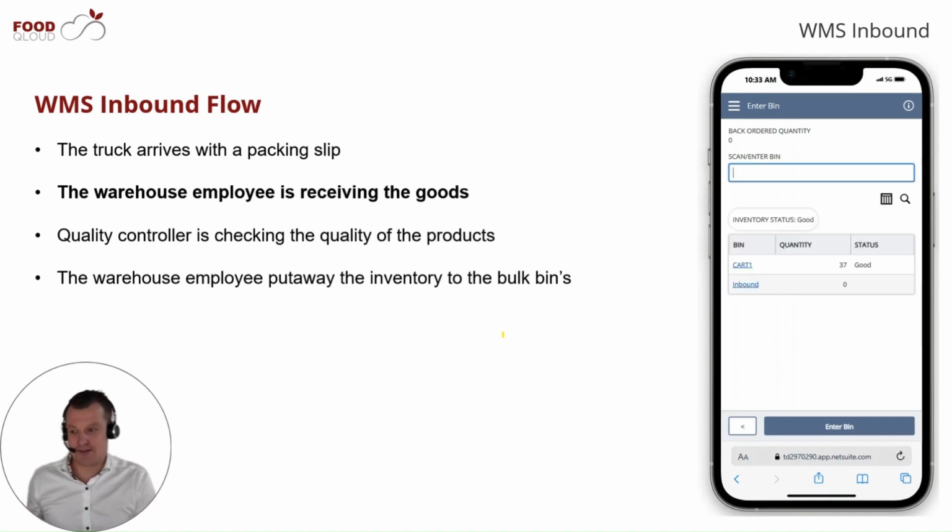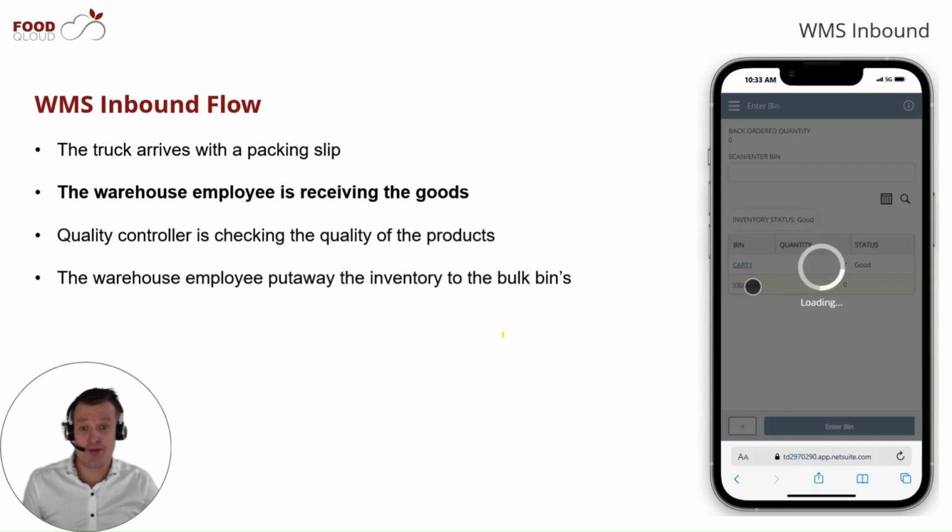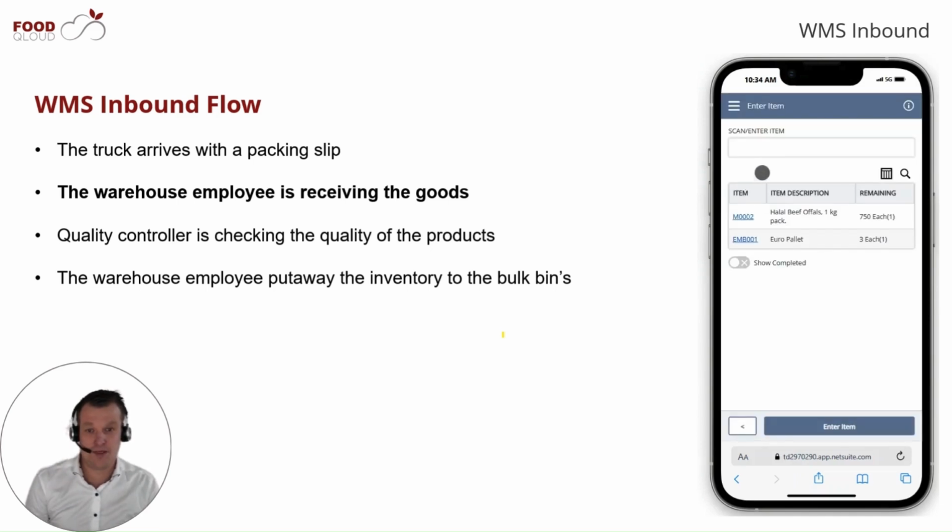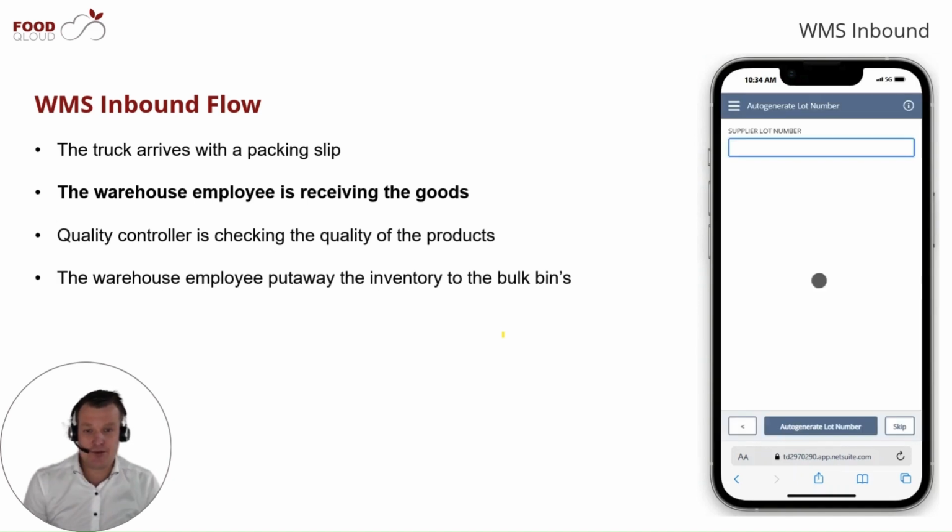So what we did: received the item, connected the lot, connected the expiry date, and now we check in what inbound bin we want to store it. Put it on the inbound bin. We scan another item, enter, and we do the same thing over and over again.